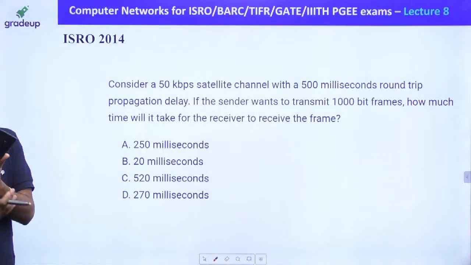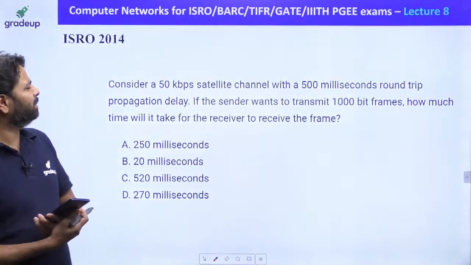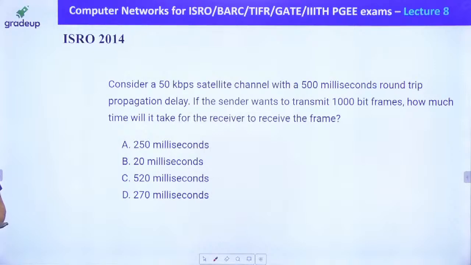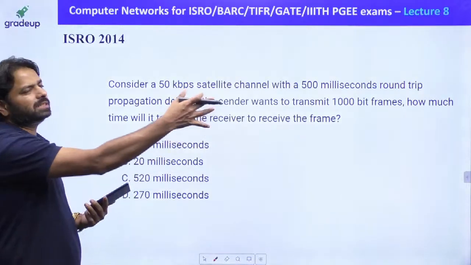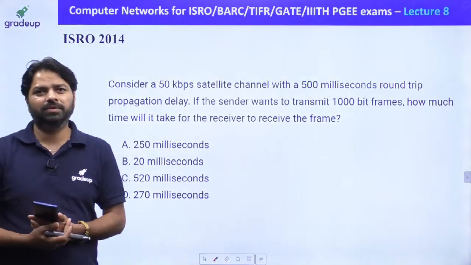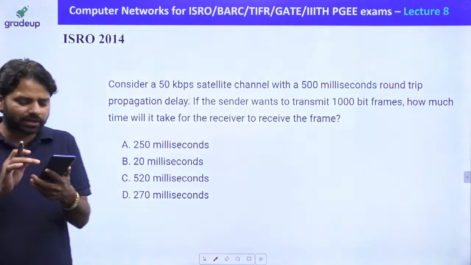Let's see, we will answer it. Consider a 50 kbps satellite channel with 500 milliseconds round trip propagation delay. The sender wants to transmit certain bits of frame, and how much time will take for the receiver to receive the frame? Okay, just do the calculation quickly.